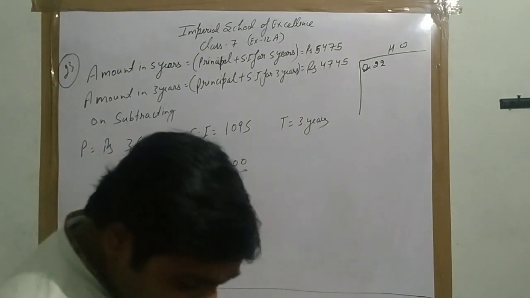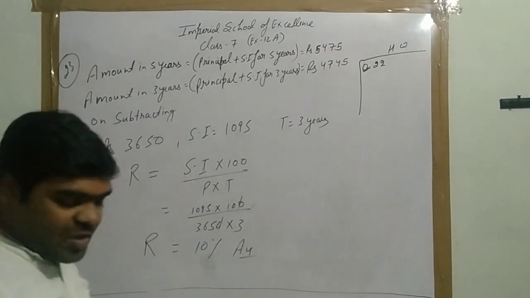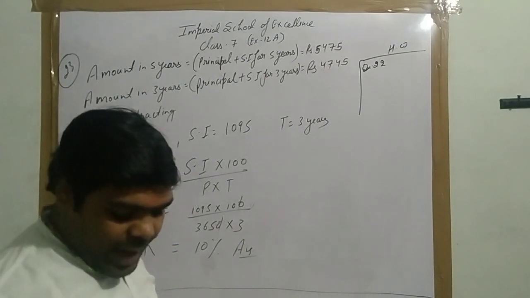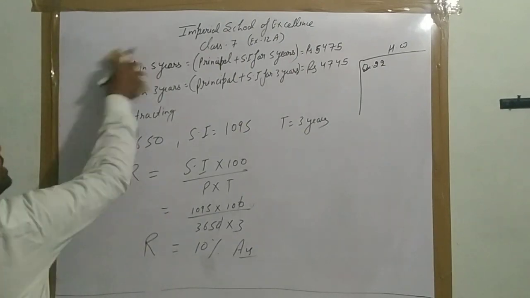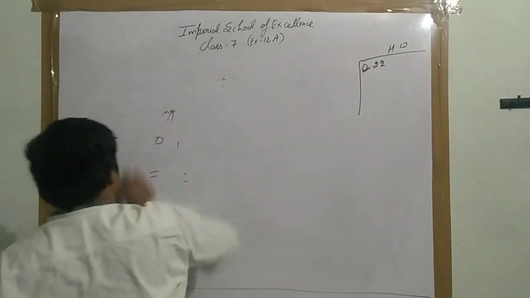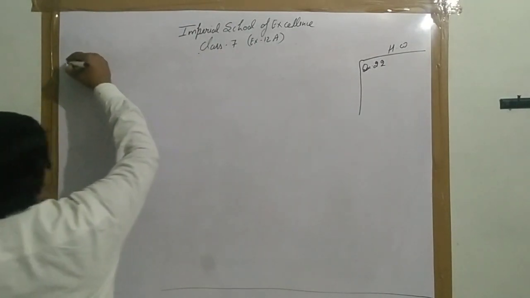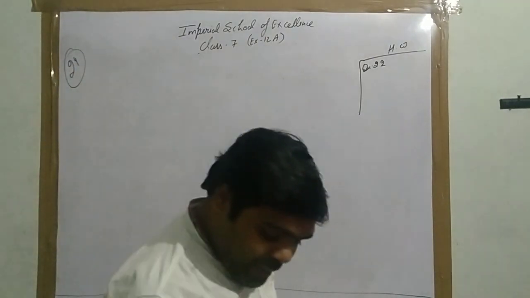Now question number 22 is similar to question number 23 and 21. You can solve it. After that, now we will discuss question number 24. It is a slightly different question. Question number 24 is given.